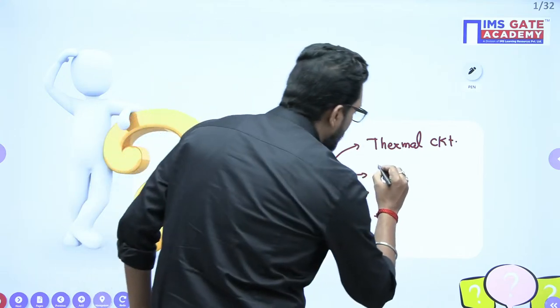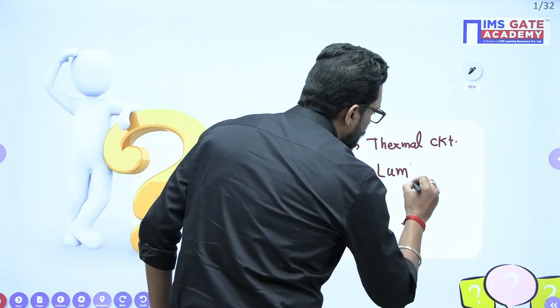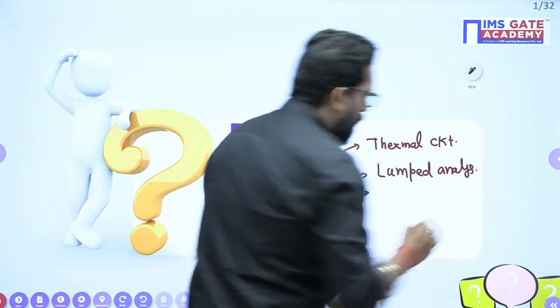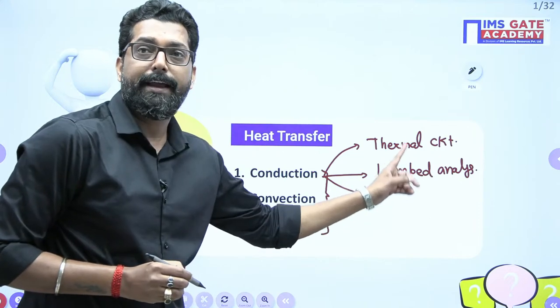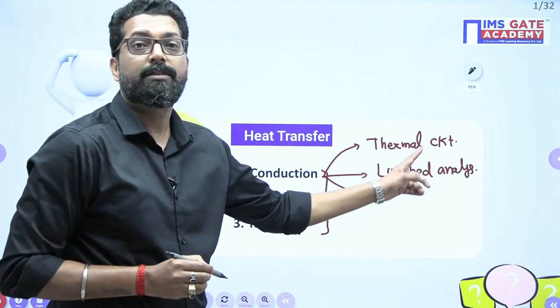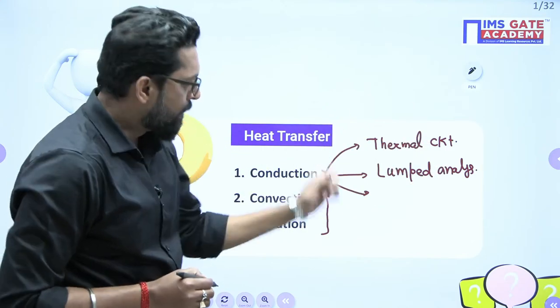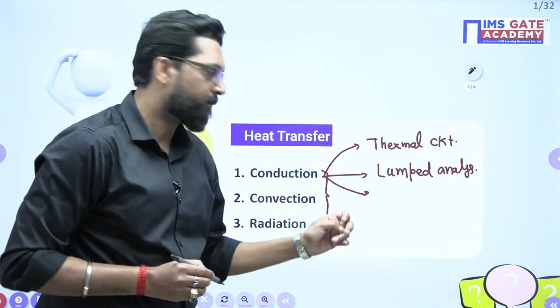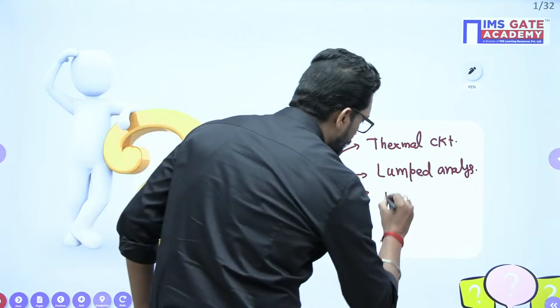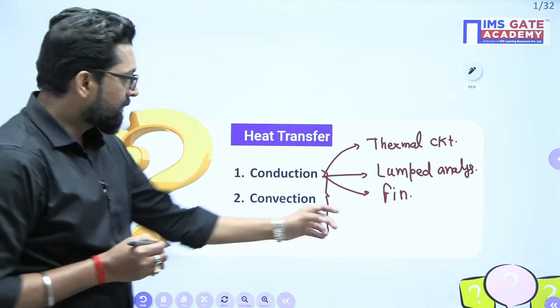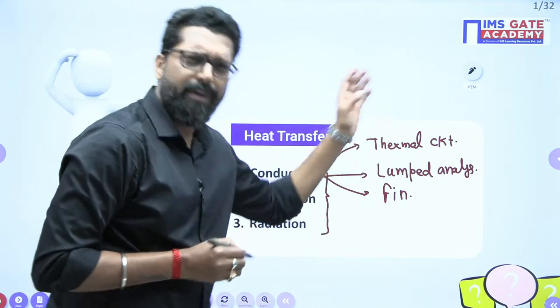Second is lumped analysis. If you have knowledge about lumped analysis, it is the topic which covers one non-dimensional number known as the Biot number, and the Biot number should be less than 0.1. And third is fin. Now your conduction is finished, and these topics are literally very easy.